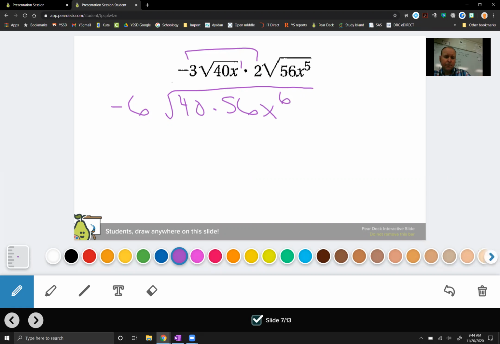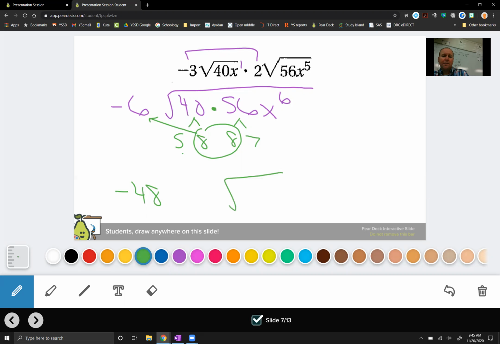All right. Now, here's the part. If you want to impress me, go ahead and give me a common factor of 40 and 56. So 5 times 8 and 8 times 7. Now I have a common factor of 8. I'm going to multiply it by -6 to get -48 on the outside. What's left over is a 5 and a 7. Again, I'm multiplying things, so it's 35. And x to the 6th gives me x to the 3rd. How do you like that? Ooh. All right, there we go.